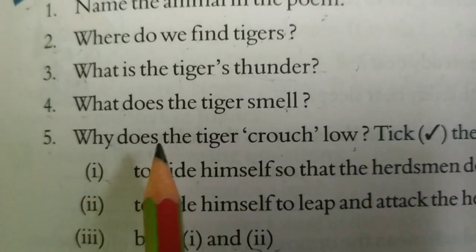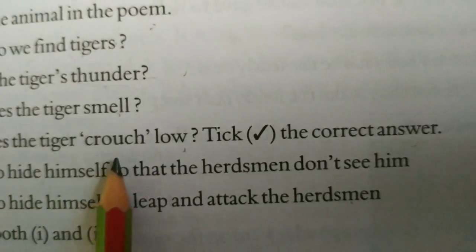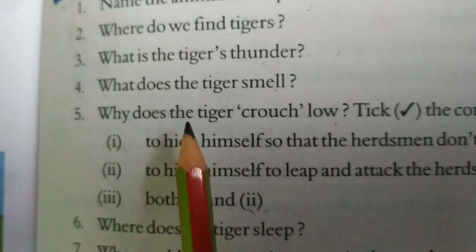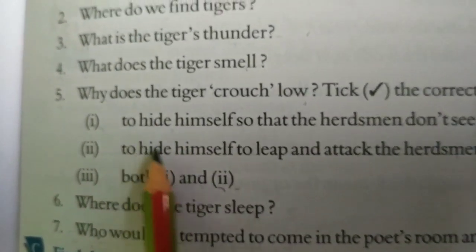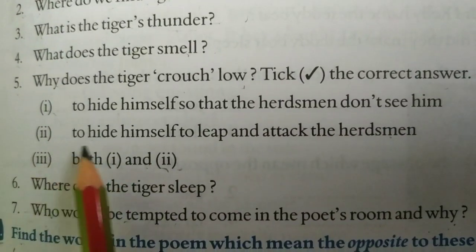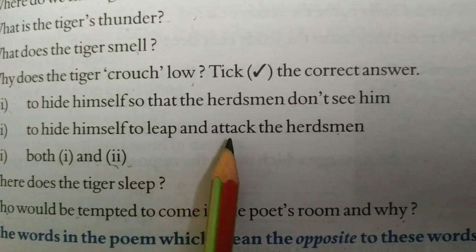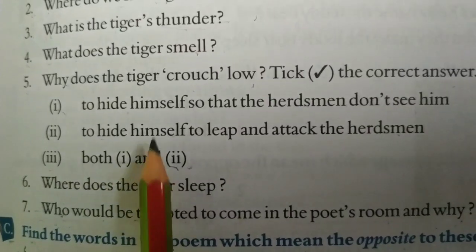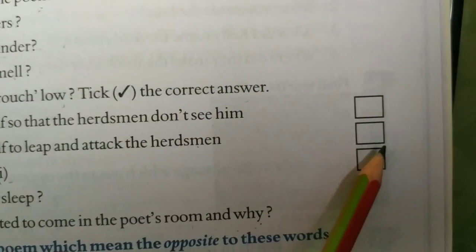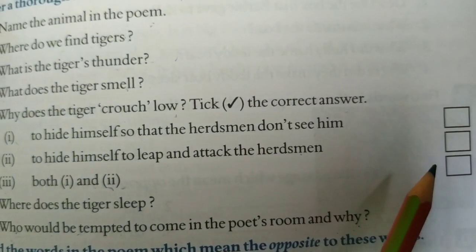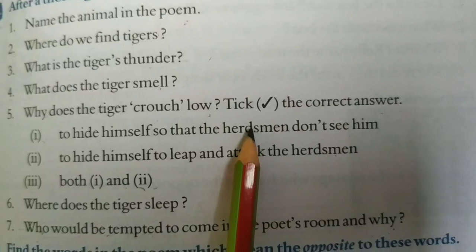Now, why does the tiger crouch low? Take the correct answer. So here are the options for answer 5. Number 1, to hide himself so that the herdsmen don't see him. Number 2 is to hide himself to leap and attack the herdsmen. Or number 3, both 1 and 2. So here are the boxes given. So any one which you think, after reading the poem, any one you think is right, put a tick mark.